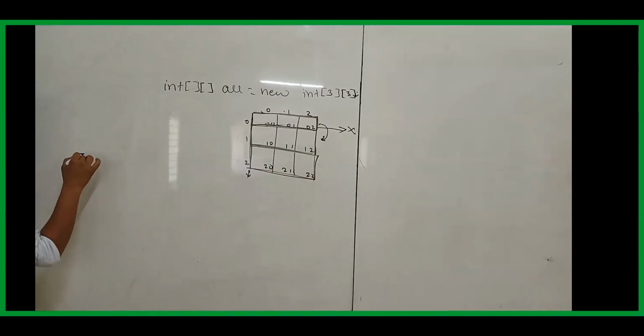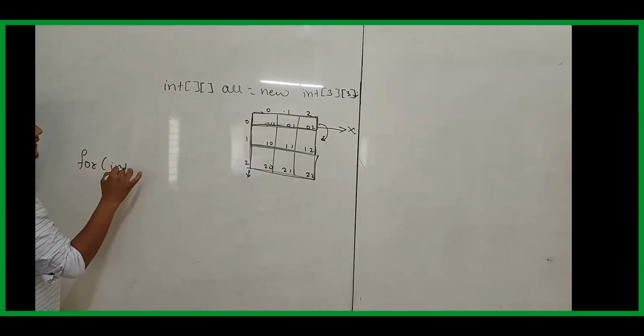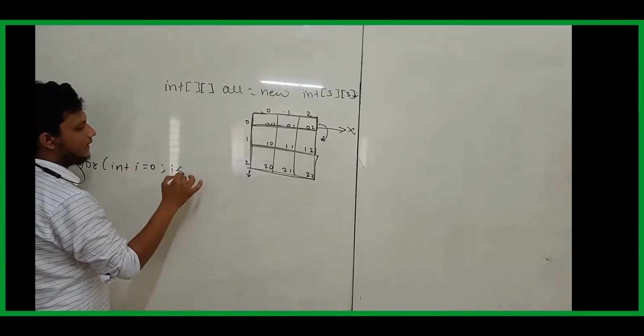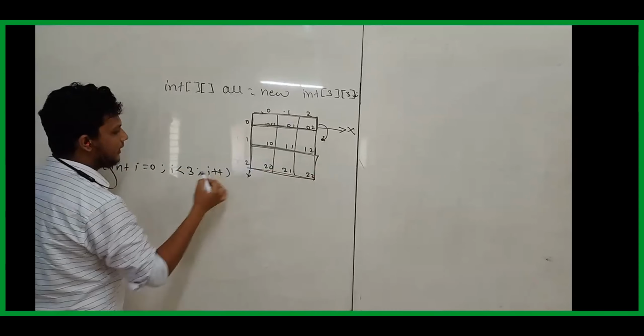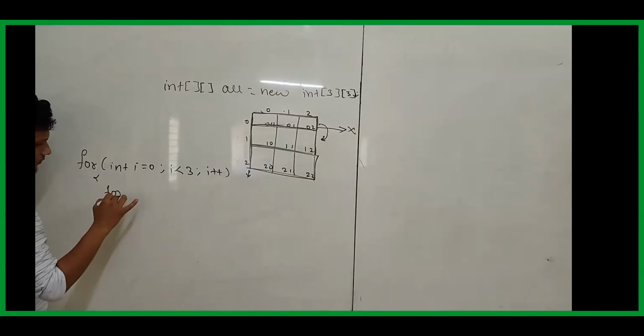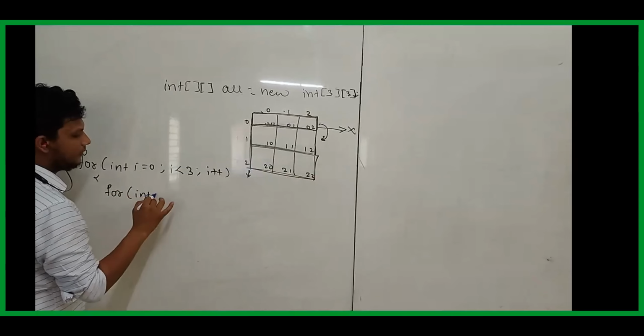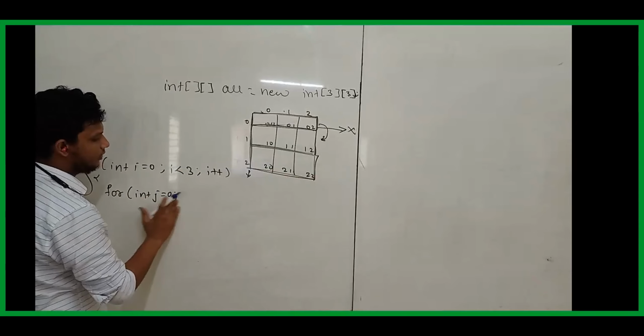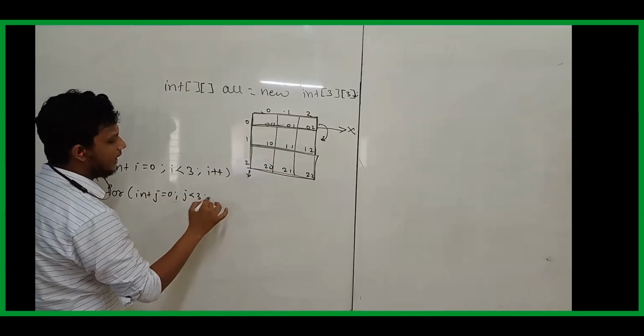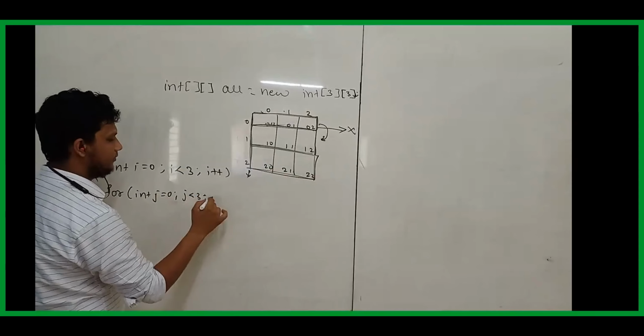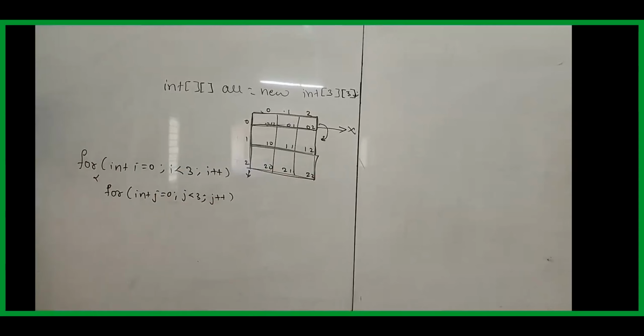For example, look here. I'll write: for int i is equal to 0, i less than 3, i plus plus, then for int j is equal to 0, j less than 3, j plus plus. Am I clear? What I have done is taken a for loop inside one more for loop. Is this topic covered in programming? Yeah, then you know I need not go in depth.